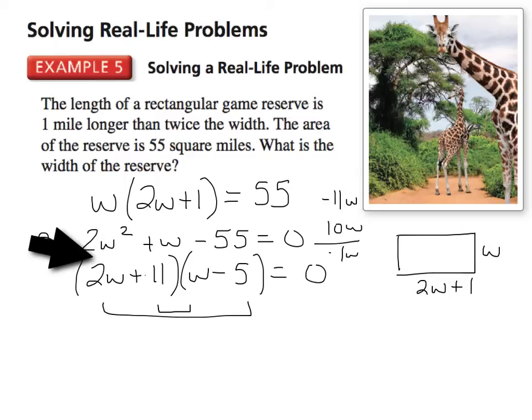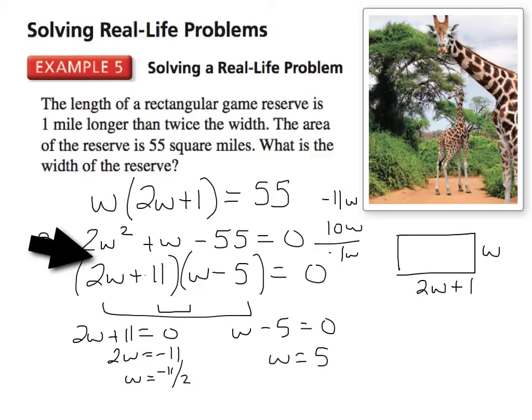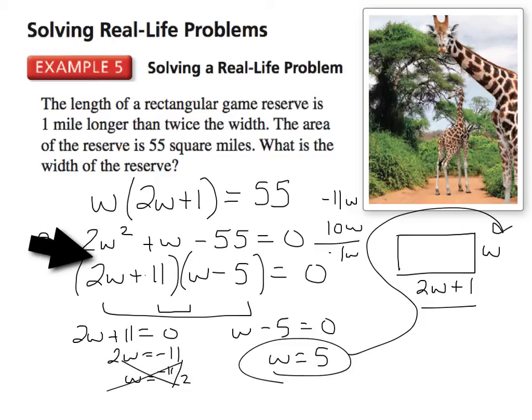And so now to solve this, we set both of these equal to 0. Remember, the shortcut is opposite of the back divided by the front. So the opposite of the back, 11, divided by the front, that would give me a -11/2. Or if you solve this, you would also get -11/2. And here I get W equals 5. The problem is, I can't have a negative value for a length. So the only thing that worked is the width of 5. So the width is 5. Now if I wanted to find the length, you plugged it in, it would be 11. So the width is 5 miles.